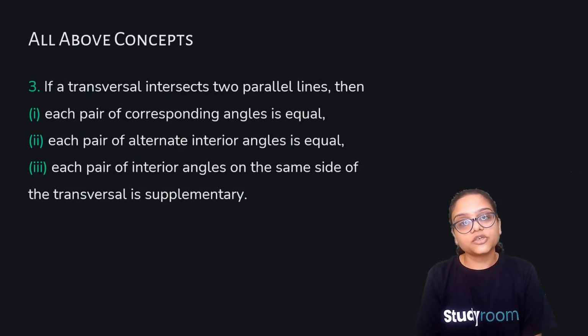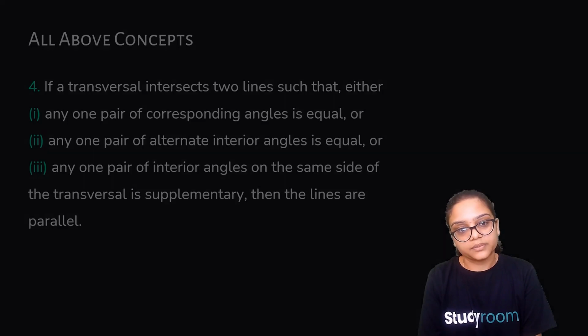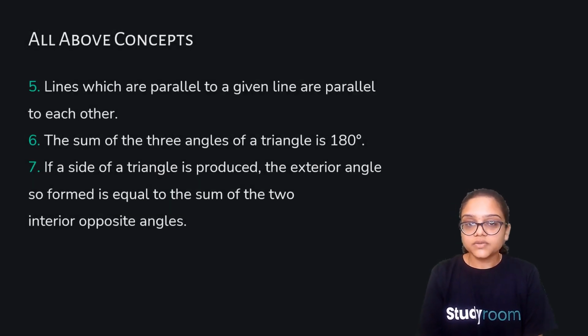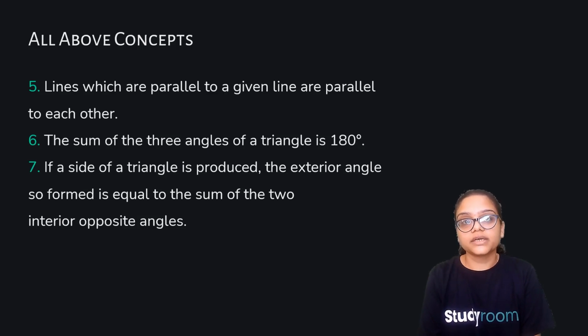If a transversal intersects two parallel lines, then the pairs of corresponding angles are equal. Alternate interior angles are equal, and interior angles on the same side of the transversal are supplementary. And also if any pair of corresponding angles are equal, then the lines are parallel to each other. In a similar fashion, they have all been conversely proved. Lines which are parallel to a given line are parallel to one another. The sum of three angles of a triangle is 180 degree. If a side of a triangle is produced, then the exterior angle is equal to the sum of the opposite interior angles of the triangle. Correct?